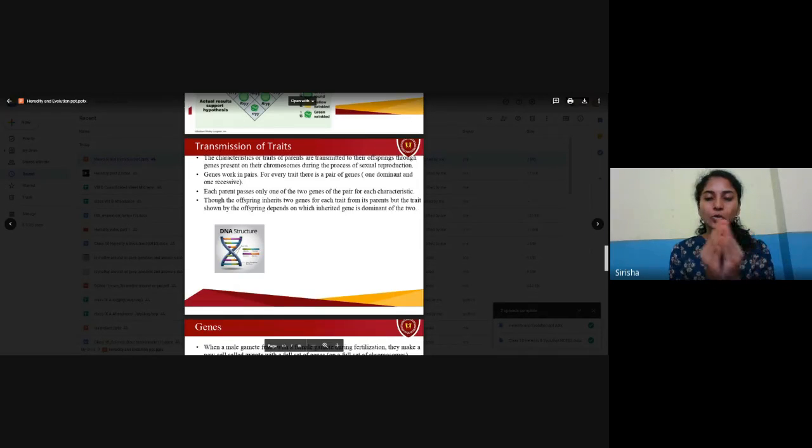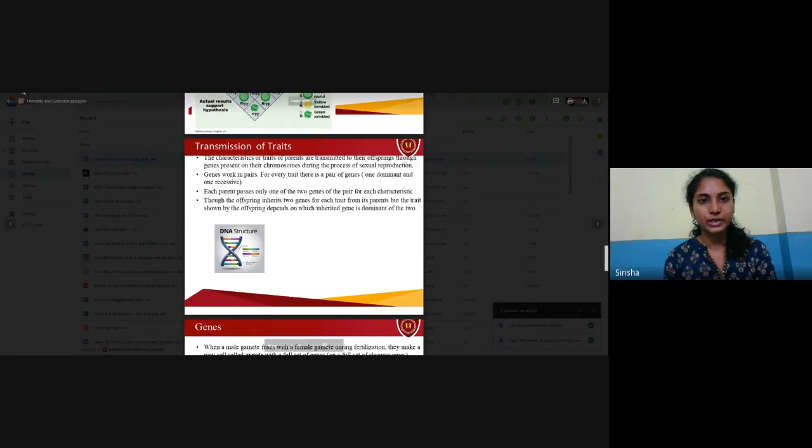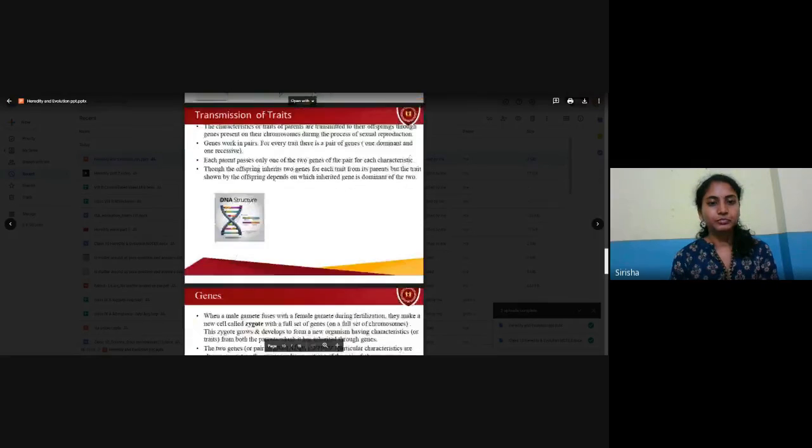For example, if you take round and green color, how has it appeared in the offspring? Round, the dominant character, has appeared in the offspring, as well as the green character. So how can you show which has appeared? Based on whether it is dominant or not, you can characterize the trait which has come to the offspring. That's what he is saying. The offspring inherits two genes for each trait. Capital R and smaller r will also come to the offspring. In that, it shows the dominant character. Why? Because there is one dominant character there.